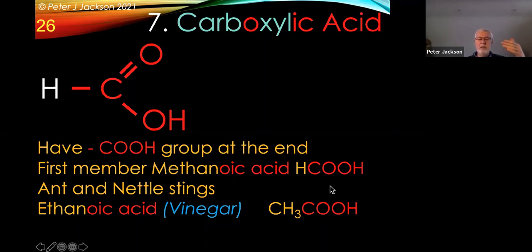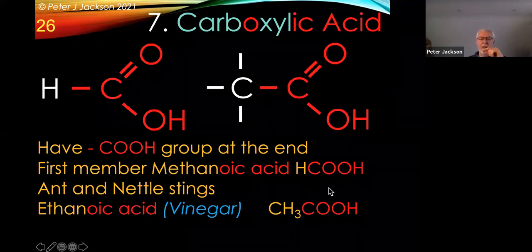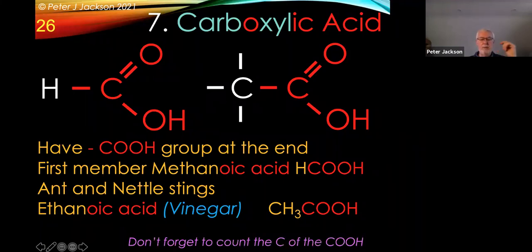CH3COOH. COOH tells me it's a carboxylic acid. C and C, 2 carbons, so it's ethanoic acid. It used to be called acetic acid, and there's its structure. You have to know the structure, this expanded structure and the condensed structural formula. Don't forget to count the C of the COOH when you're naming it.